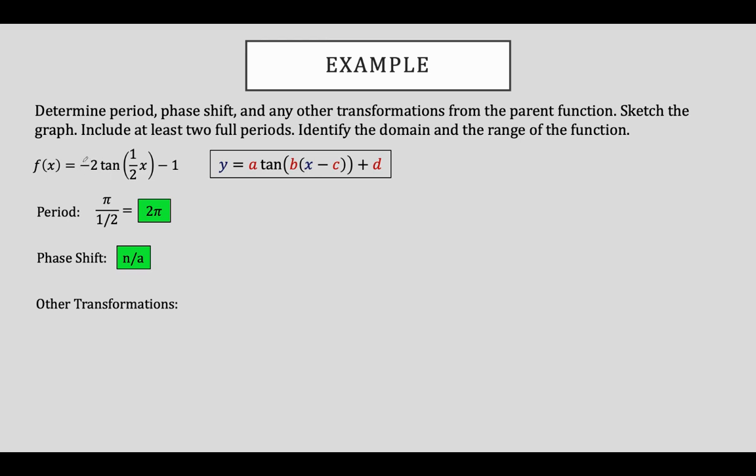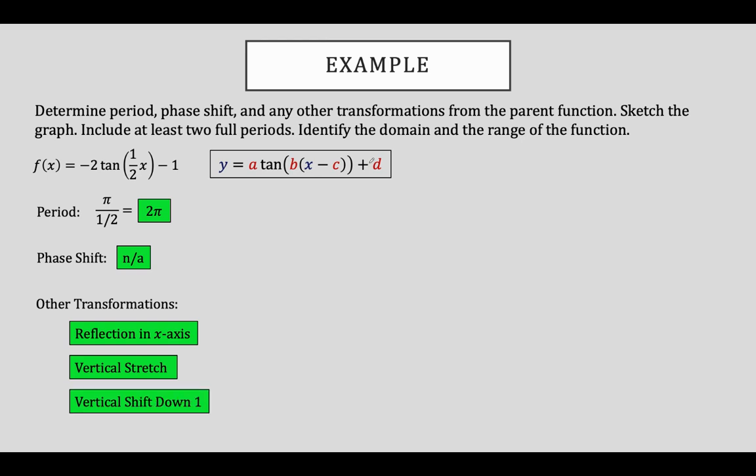Well, let's start off with this negative in front. Notice that the a constant is negative. If a is negative, that gives us a reflection in the x-axis. Now, we also have a 2 in front. That 2 gives us a vertical stretch by a factor of 2. All of our y values are going to get multiplied by 2. And we have a -1 tacked on to the end. -1 is our d constant. Therefore, we have a vertical shift down 1 unit.